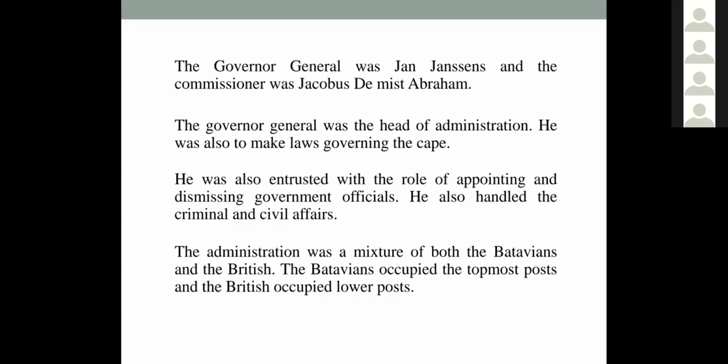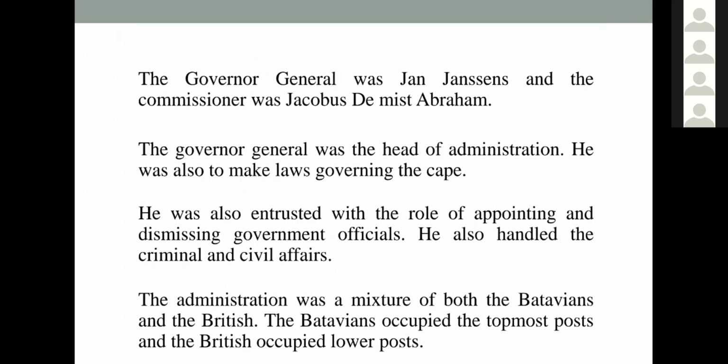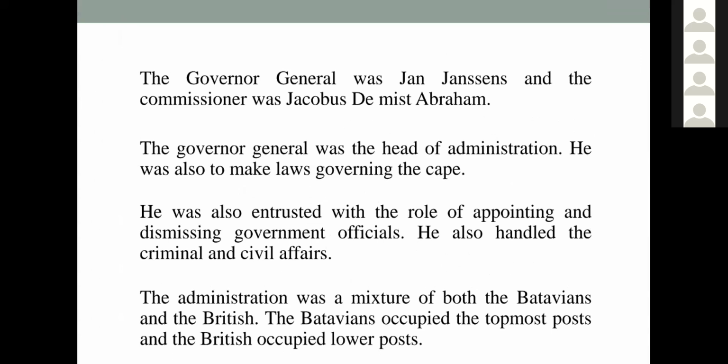The administration under the Batavians was dominated by 2 important posts. These were a governor general and a commissioner general. That is at the top. Another slide, Mr. Kagaba. The governor general was Jan Jensens and the commissioner was Jacobus de Mist Abraham.